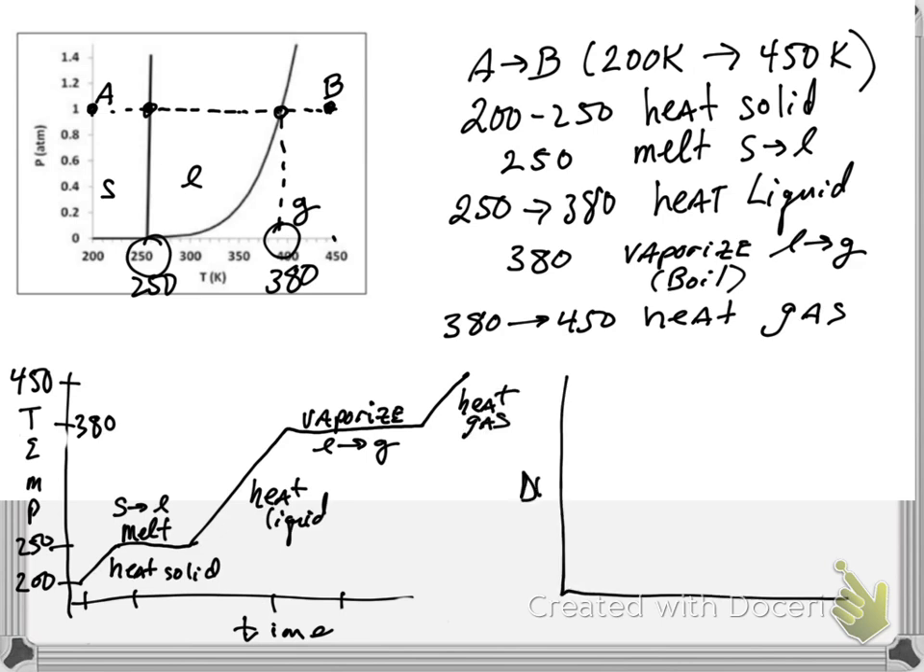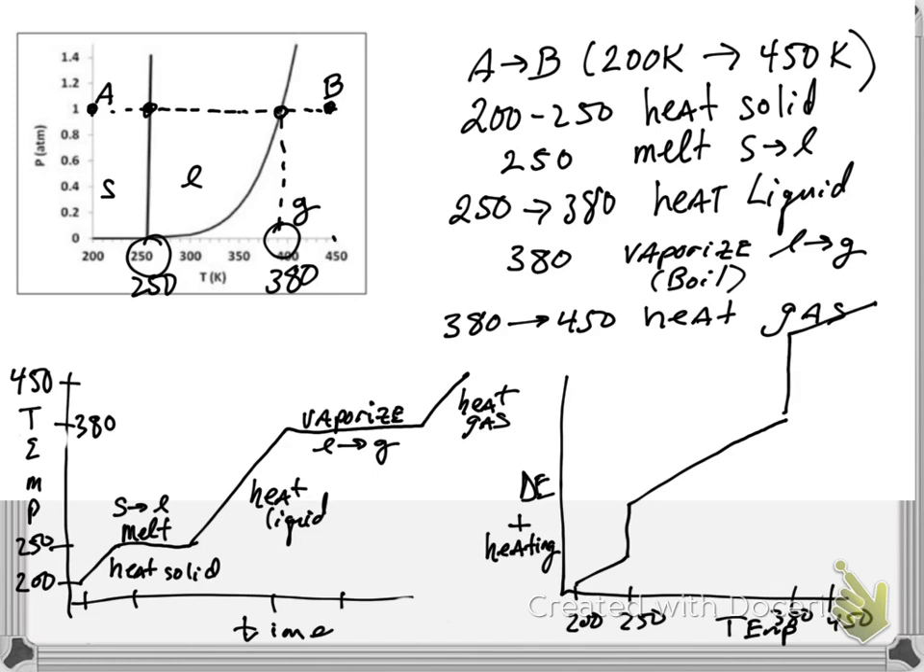The delta E versus temperature is slightly different. So we put the temperature now on the x-axis. And since we're heating, everything's positive. So from 200 to 250, we have a positive ramp. And then we have the phase change, which is a step. And we have heating the liquid up to 380. A step as we change from liquid to gas, vaporize, and then heating the gas.